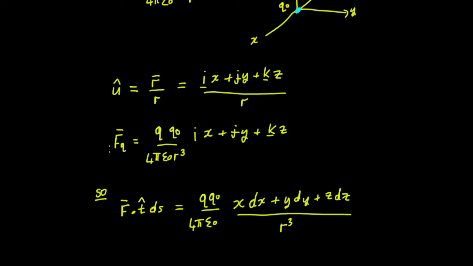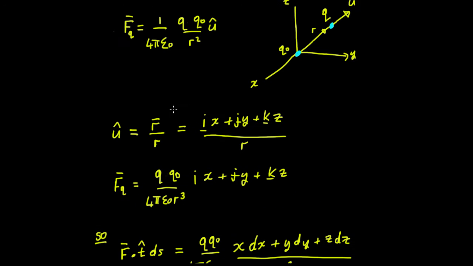Then we can say that our force F experienced by Q is going to be Q naught upon 4 pi epsilon naught, and you can see that this value u hat is replaced by this value here. So we end up with an extra term on the top line, and an extra r on the bottom line, so that r squared now becomes r cubed.